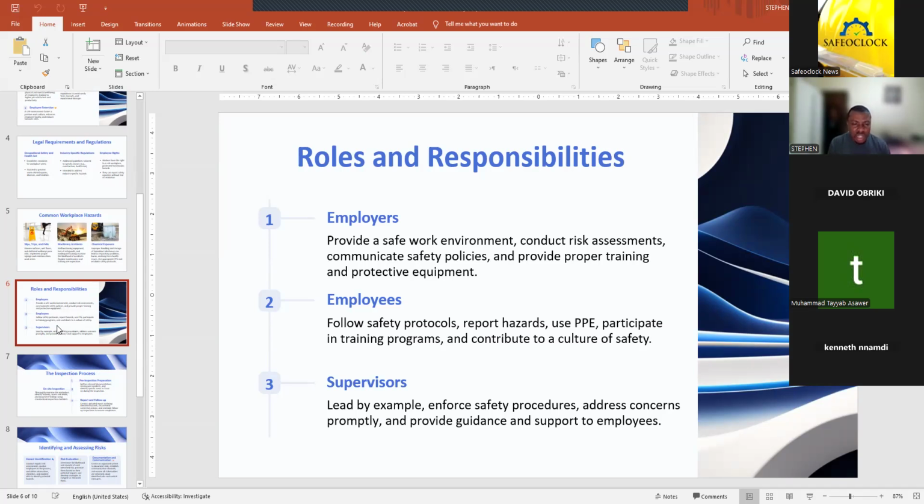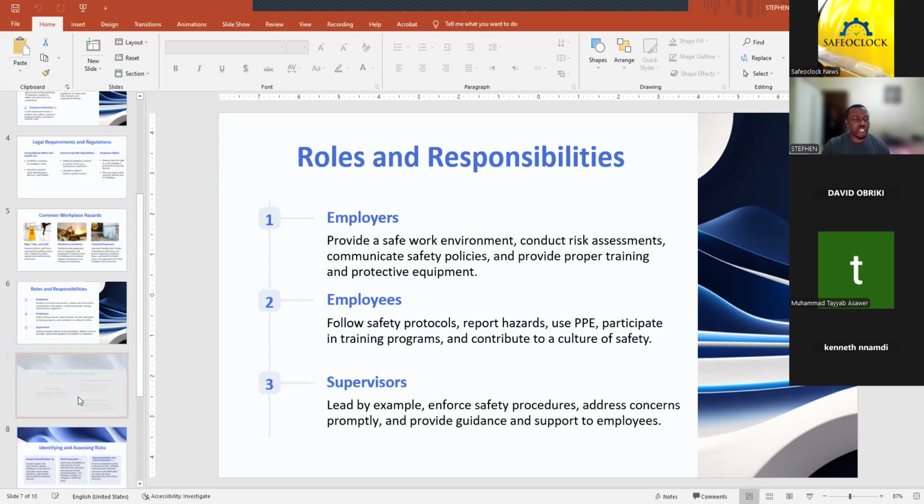And on the side of the employee, it is very important that the employee follows safety protocols, they report hazards, they use PPE, participate in training programs, contribute to a culture of safety. And also for the supervisors or the line manager, they need to lead by example by enforcing safety procedure on site, in order to address concerns promptly, and also to provide guidance and support to the employee.